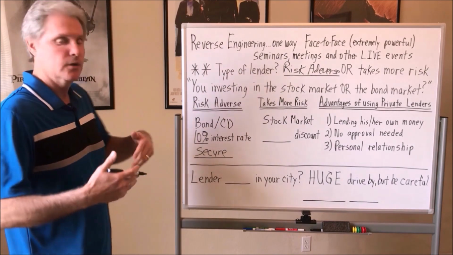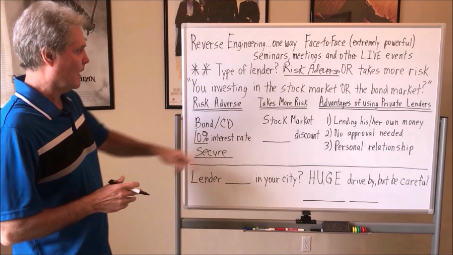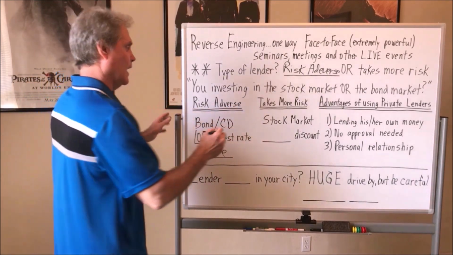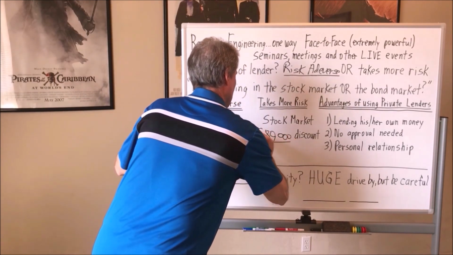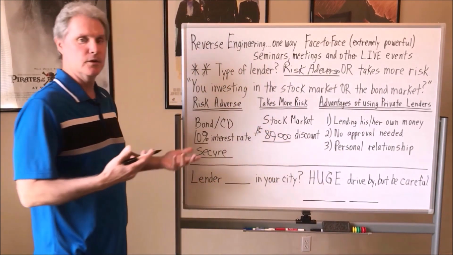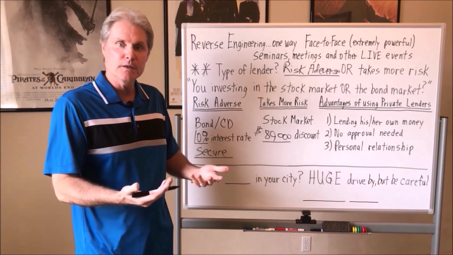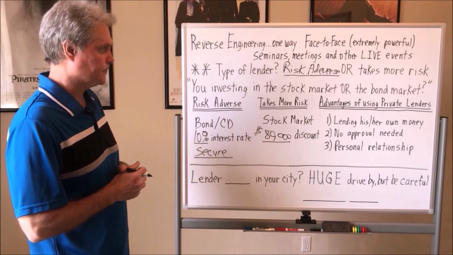So you're offering them that opportunity. All right, so for someone that takes more risks, they're invested in the stock market. And as we talked about earlier, you talk about that $80,000 discount. There's other things you can say, but that one is very good because you're walking into this deal at a discount, which they can't get in the stock market.